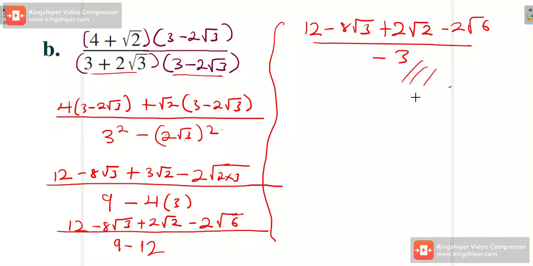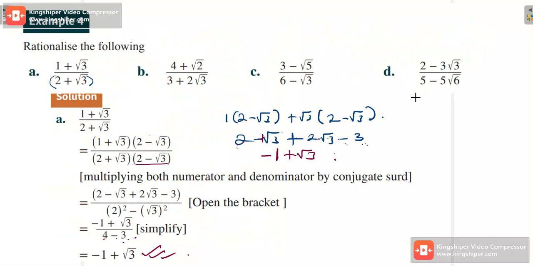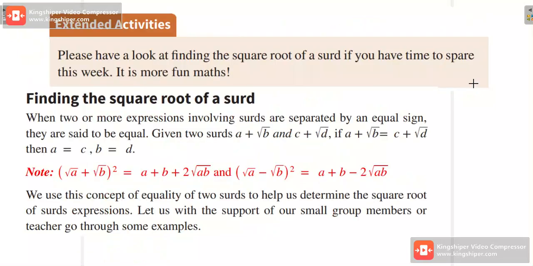So I'm going to leave with you the remaining questions. Remember, there are 4 questions. You will also try your hands on the C and the D. All right.